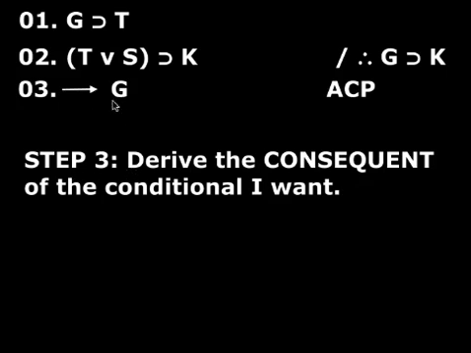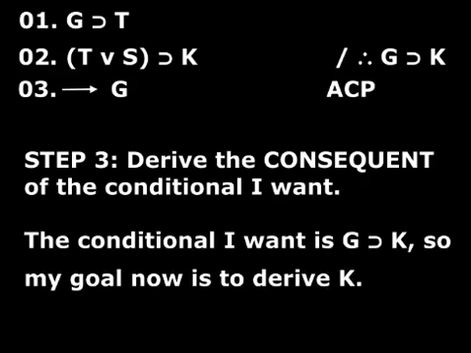Now, I've assumed the antecedent. My goal now, step 3, is to derive the consequent of the conditional I want. Well, what's the conditional I want? Remember, it's if G then K, the consequent is K. So my goal now is to derive K.